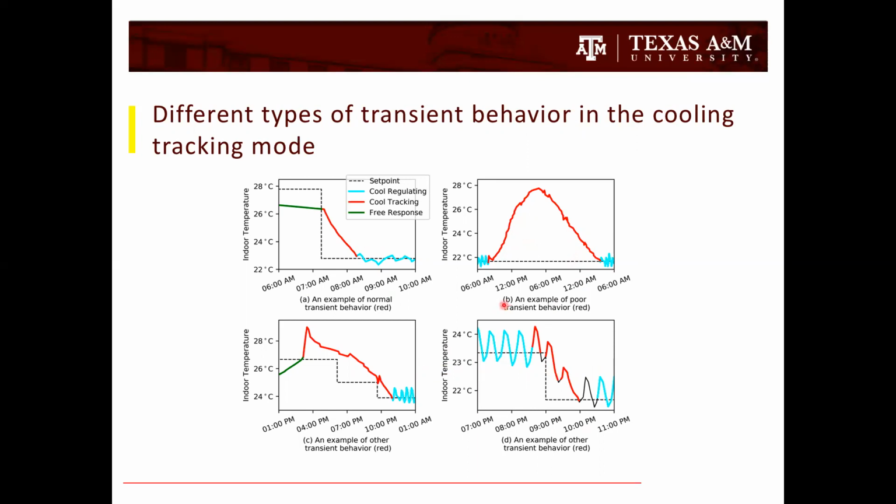This paper focuses on the poor tracking period. The poor tracking period is unlikely to appear frequently for a properly sized fault-free system, so it can indicate the capacity degradation fault.